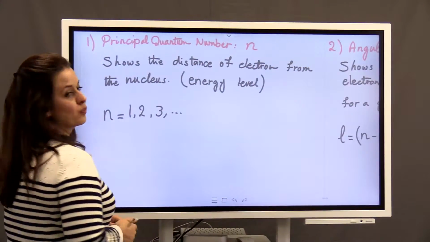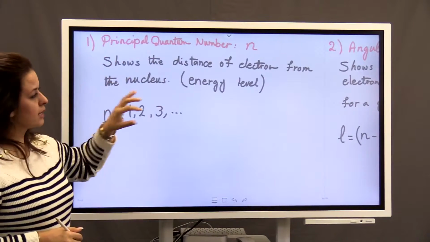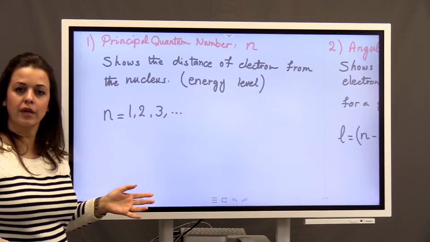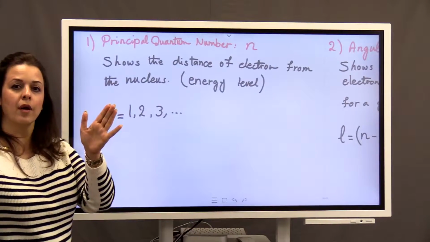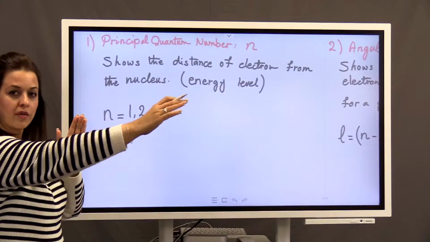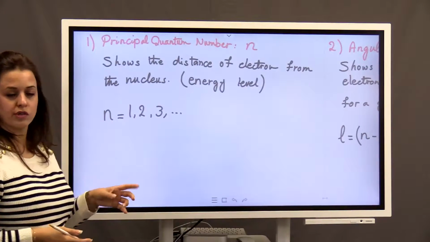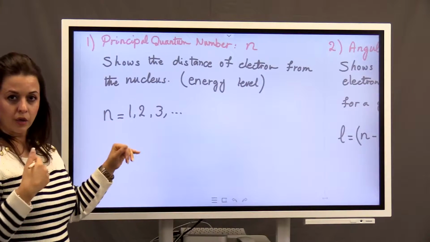Principal quantum number, which we show in N, shows the distance of electrons from the nucleus, which we call energy level, right? The first energy level is closer to the nucleus, and by increasing the number of N, we get farther from the nucleus. That's all you need to know, and you know that there is no 0th energy level. N starts from 1 and goes higher.